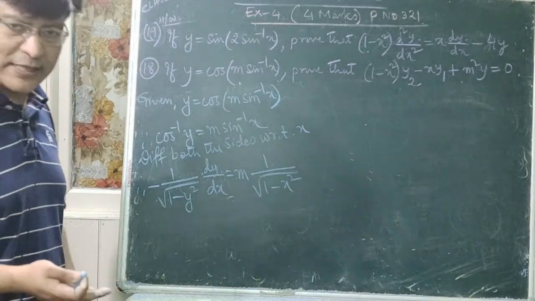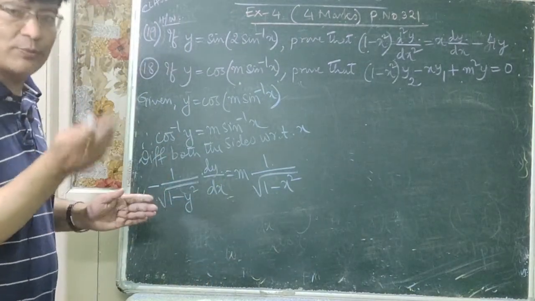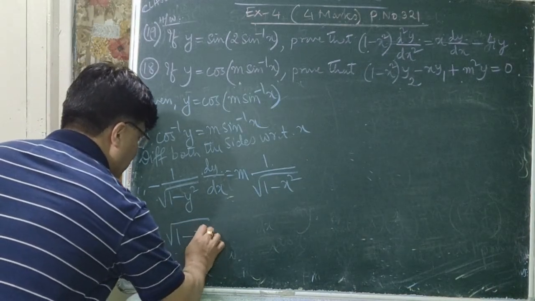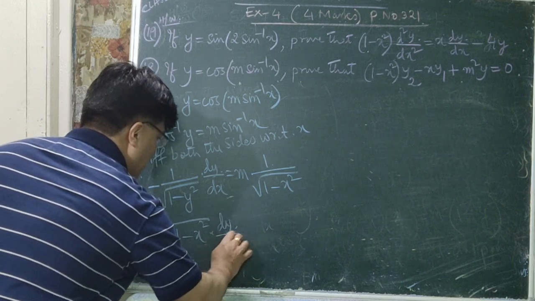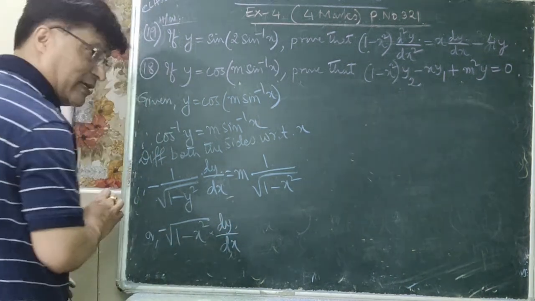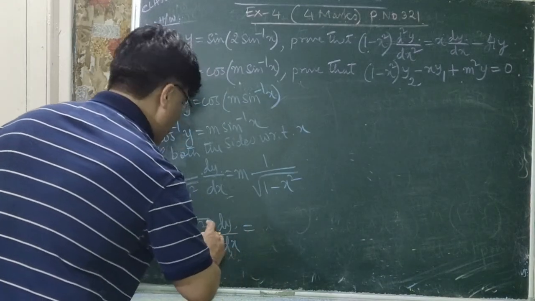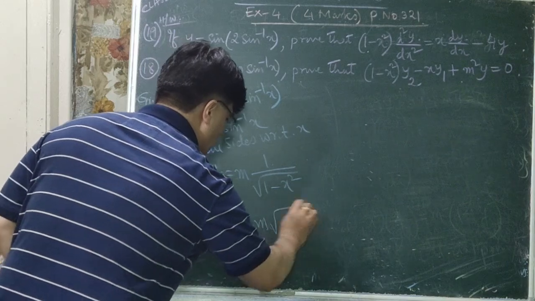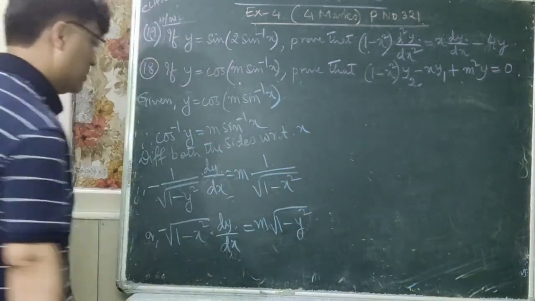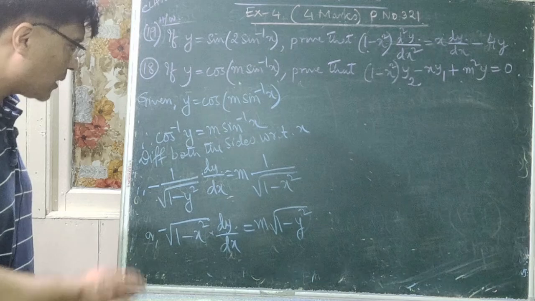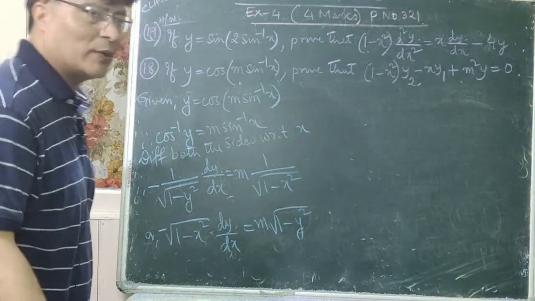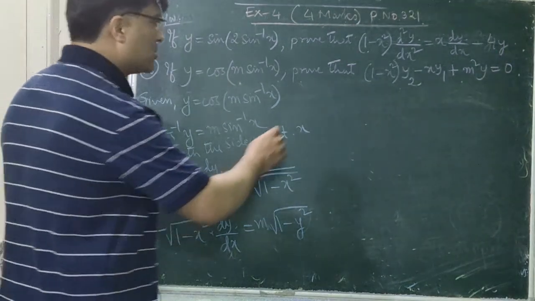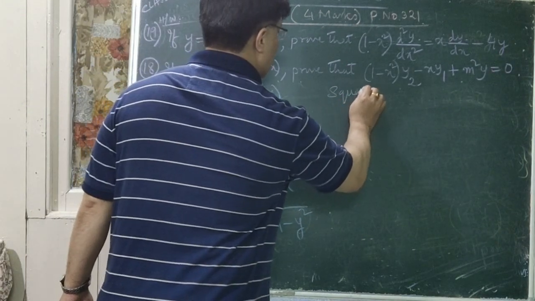Now again you have to differentiate it. Before that you do cross multiplication. So this is your root over 1 minus x square into dy by dx. This is your minus sign, right? Which is equal to, on the right hand side, m into root over 1 minus y square. Is that clear? So now remove the square root. What will you do? In order to remove the square root, you have to square both the sides. So squaring both the sides.